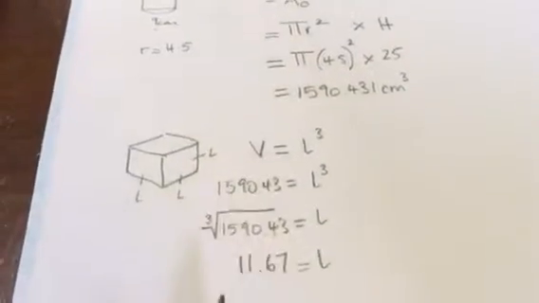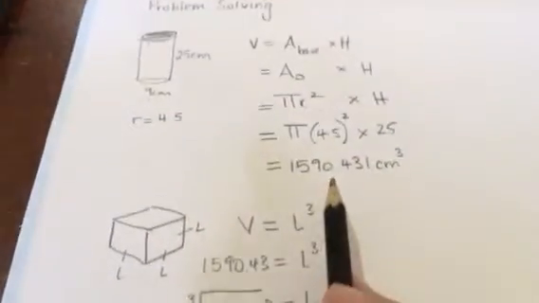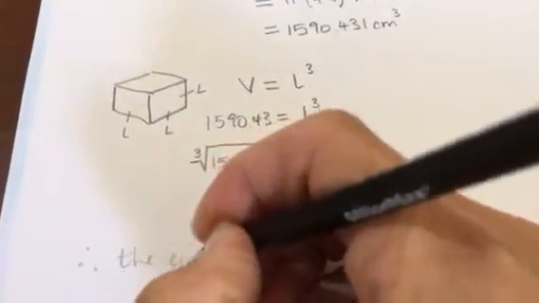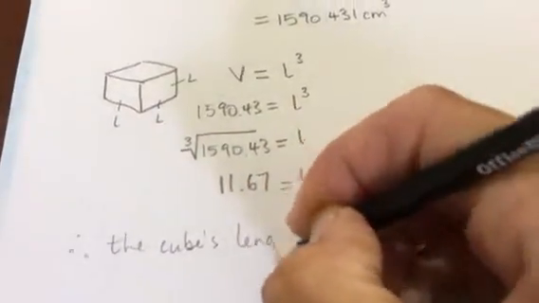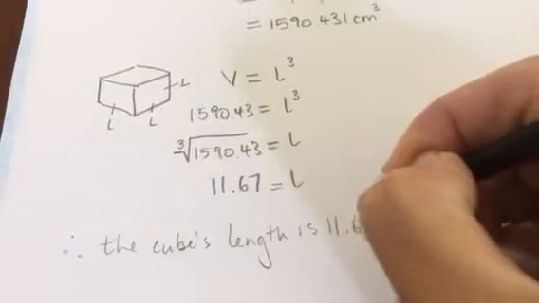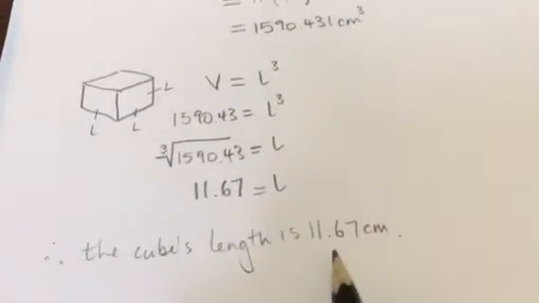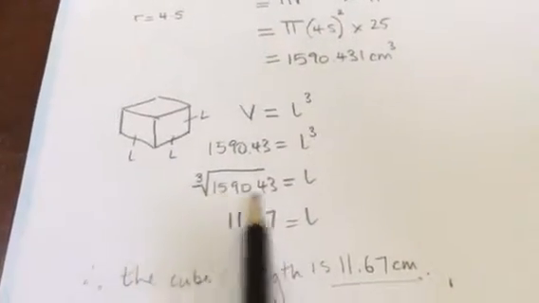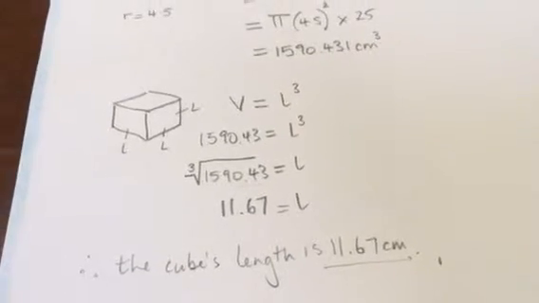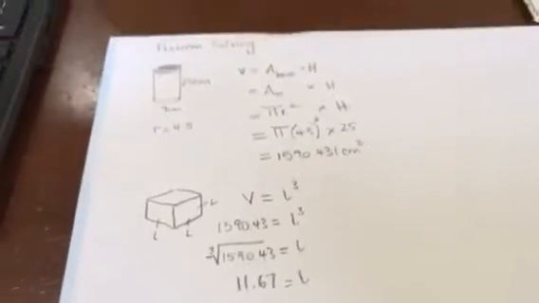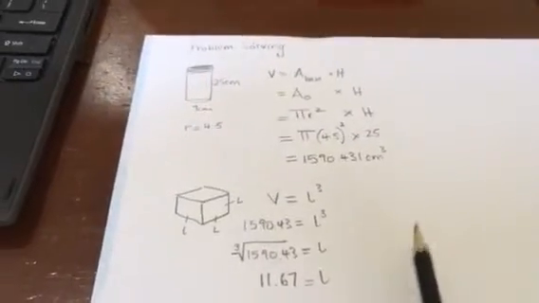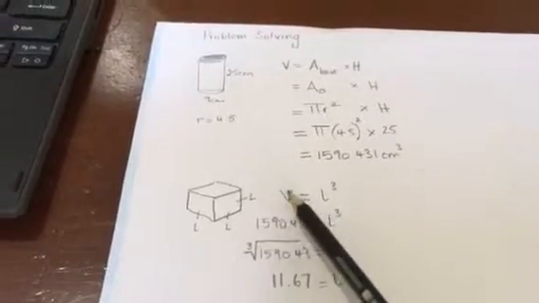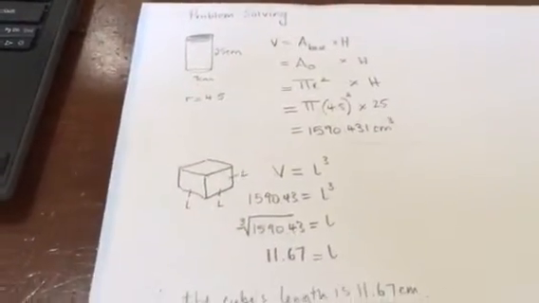Okay, what was it? Well, we've gone from cubic centimetres, so we're talking centimetres. So therefore, the cube's length is 11.67 centimetres. You could have a quick check of that by multiplying it by itself 3 times and seeing if it got roughly to that point, which it should. So there's some problem solving. Problem solving often requires us to get some information and then put that information in a new place. In this case, we put it in the volume place to figure out the length. Good luck.